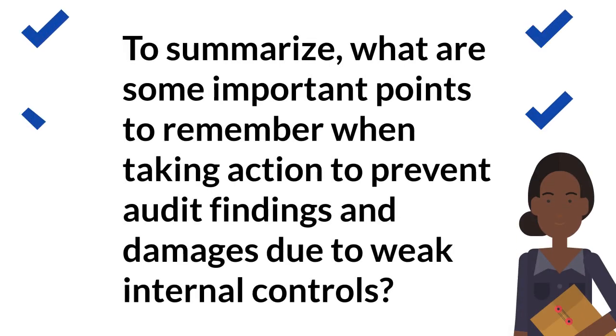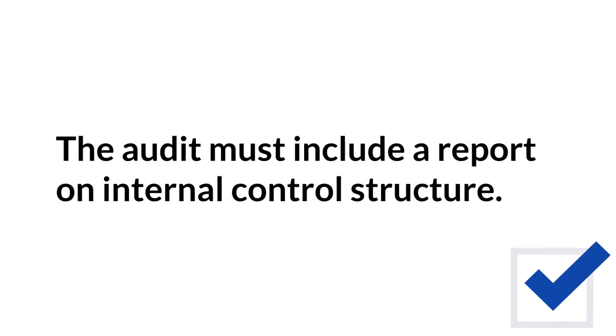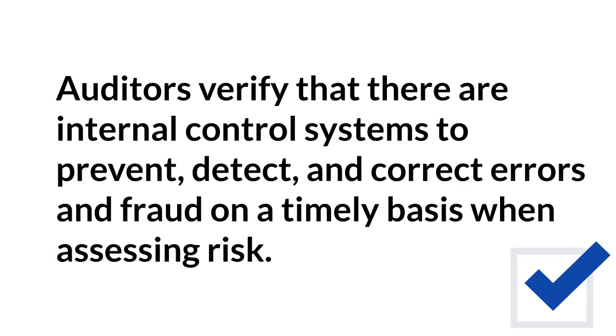To summarize, what are some important points to remember when taking action to prevent audit findings and damages due to weak internal controls? Charter schools are required to submit an audit to the Education Commissioner and authorizer by December 31st each year. The audit must include a report on internal control structure. Auditors verify that there are internal control systems to prevent, detect, and correct errors and fraud on a timely basis when assessing risk.